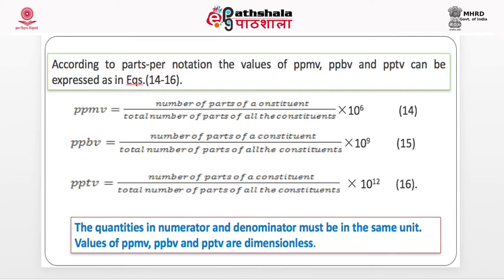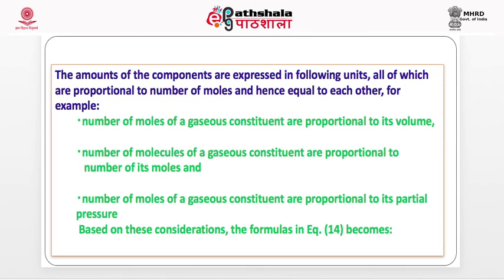ppb, ppt are similar in meaning. The amounts of components are expressed in several units which are all proportional to one another. For example, number of moles of a gaseous constituent are proportional to volume. Remember, for a gas the equation is PV equals nRT. Okay? n is the number of moles. If the pressure is constant, then V is proportional to n.